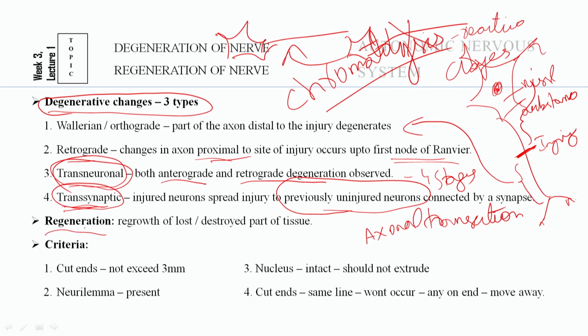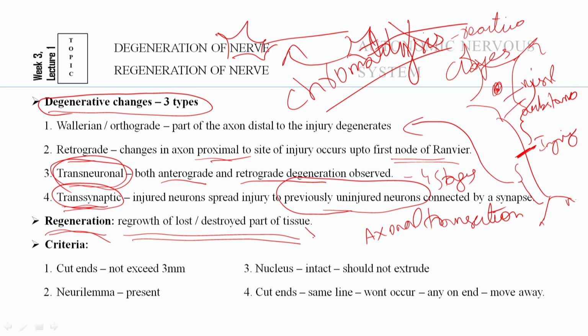So far we have covered so many things about degeneration. Now let us go into what is called regeneration. Once the neurons get damaged, they have to be regenerated. Regeneration is defined as the regrowth of the lost or destroyed part of the neuronal tissue. That is called regeneration.